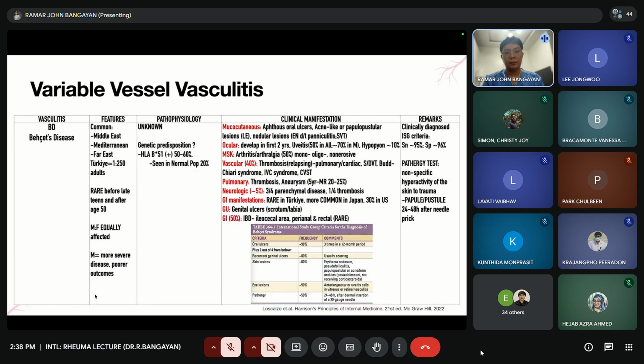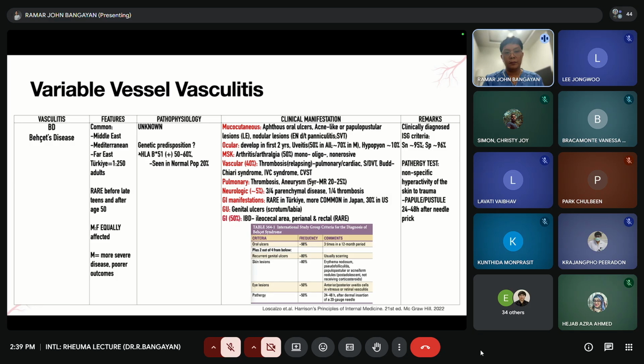Now let's start with Behçet's disease. Behçet's disease is common among Middle Eastern people, the ones who dwell in the Mediterranean or Far East. So what's common among this population? They are in the area of the Silk Road. It was discovered in Turkey. Imagine out of 250 individuals, one is affected with Behçet's disease. It's rare before the late teens and after age 50, so it is common among the adult population. Male to female is equally affected, but male patients are more aggressive, have poorer outcomes, and can be relapsing.